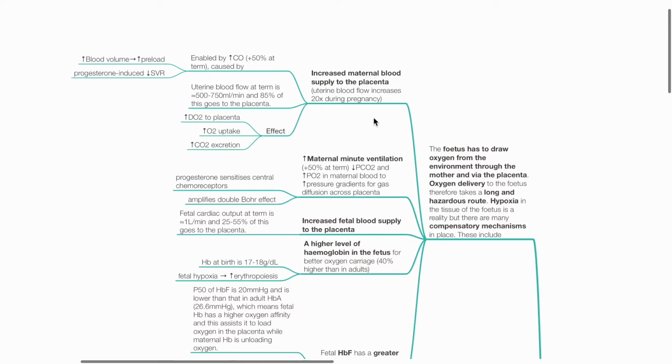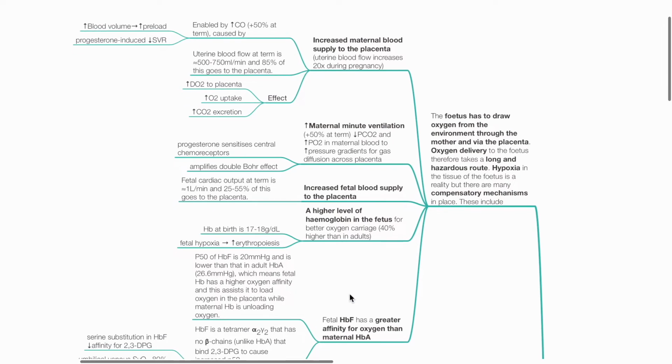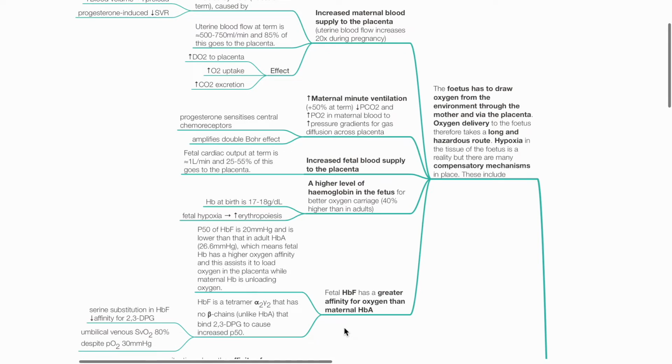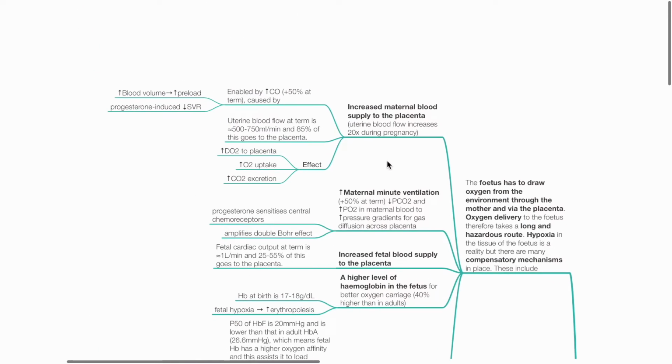This includes increased maternal blood supply to the placenta, increased maternal minute ventilation, increased fetal blood supply to the placenta, and a higher level of fetal hemoglobin, and HbF has a higher affinity for oxygen than maternal HbA. Increased maternal blood supply to the placenta.